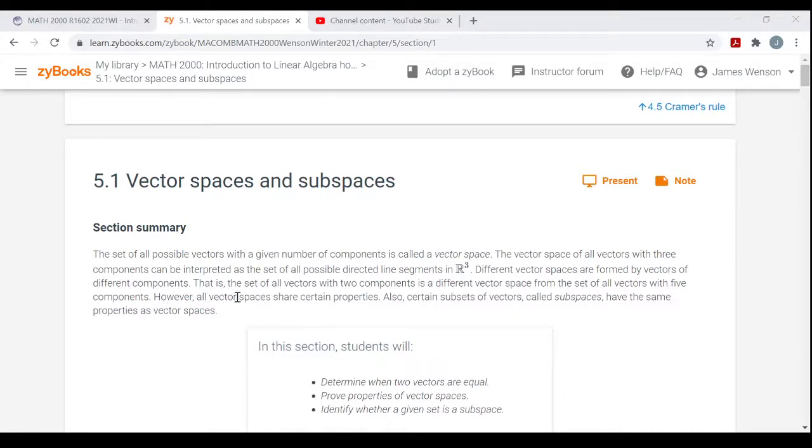However, all vector spaces share certain properties. This is key. Certain properties need to hold in order for a set of vectors to be considered a vector space. Also, certain subsets of vectors, so smaller sets, called subspaces, have the same properties as vector spaces. All the same properties hold, but for a subset of those objects.